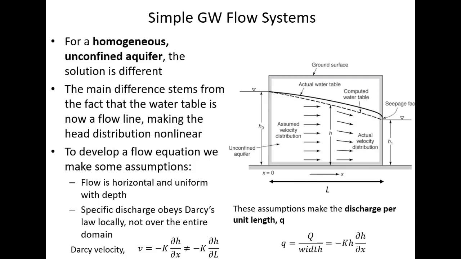Now, if we have an unconfined aquifer, things are a little bit more tricky. The main difference is that the water table is now a flow line, and it's a nonlinear one. So what we generally do is we make some simplifying assumptions. We say that flow is horizontal and uniform with depth, and that the specific discharge there obeys Darcy's law locally, but maybe not over the entire domain.